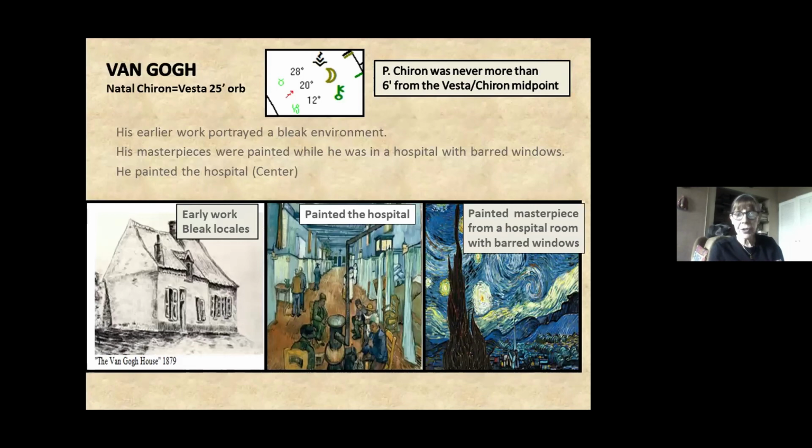Van Gogh had Vesta Chiron and progressed Chiron stationed, and it was never more than 6 minutes from his natal Vesta Chiron midpoint. And this is what happened. This was his early work. He painted bleak locales. His masterpieces were painted while he was in a hospital. He painted the hospital. Starry Night, his big masterpiece, was painted from a hospital room with barred windows. So you kind of have to imagine that he was seeing this through the bars of a hospital window.